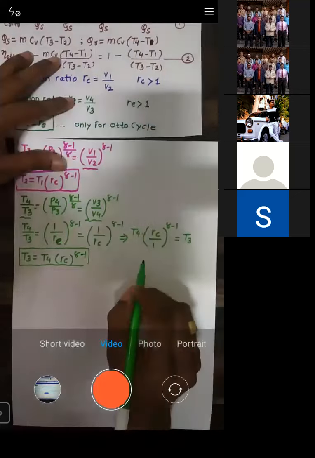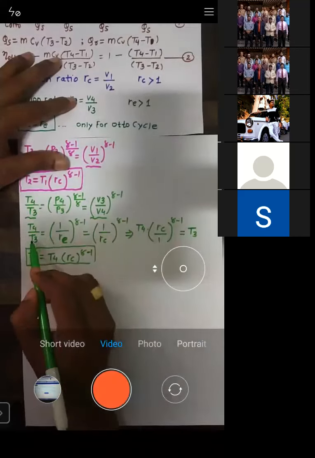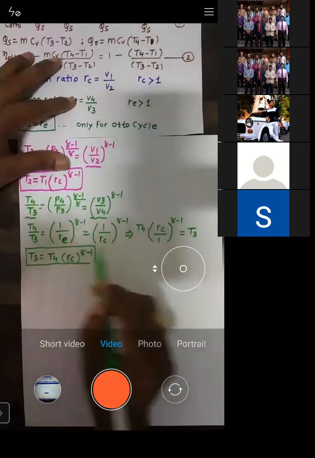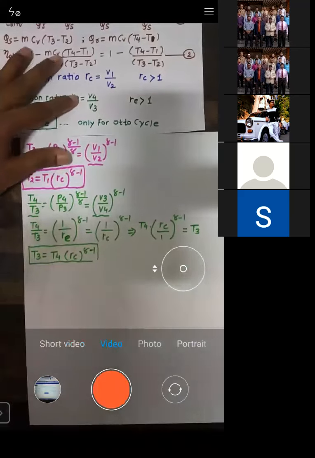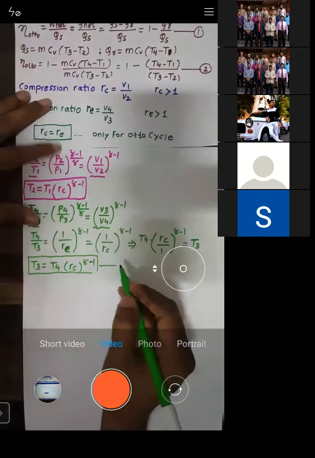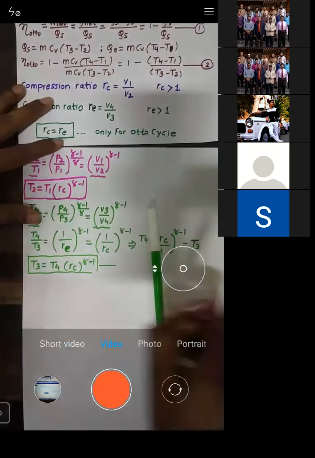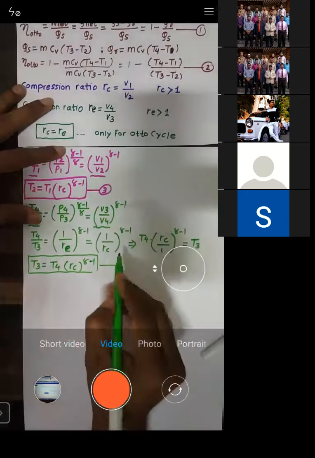Okay. So this is what we got, right? See, this term I bring it here, this term I bring it here. So that is what I get. And same I have written here, T3 is equal to T4 into RC raised to power gamma minus 1. Is that okay? So let us call this equation number 3, and let us call this equation number 4.